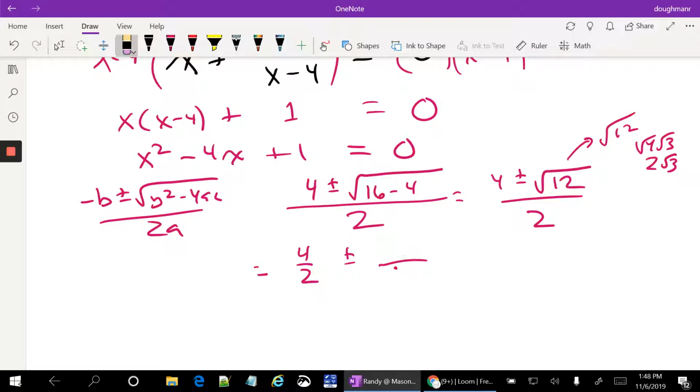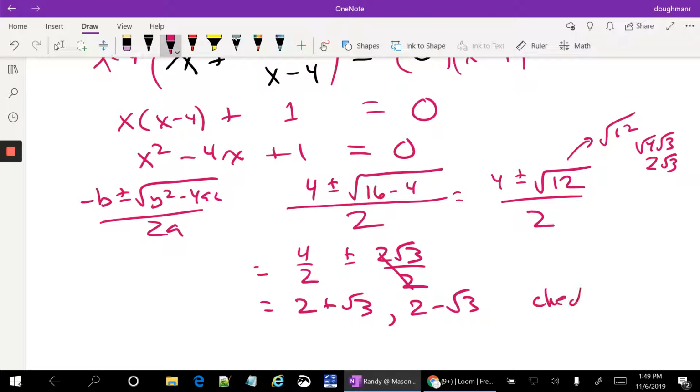So I've got 2 root 3 over 2. Those 2's cancel. That one simplifies to 2. So I got 2 plus root 3 and 2 minus root 3. Now what we should do at this point is get the decimal approximation of those two values and then check on my graph. Check the graph to see if those two zeros exist, and they are the zeros.